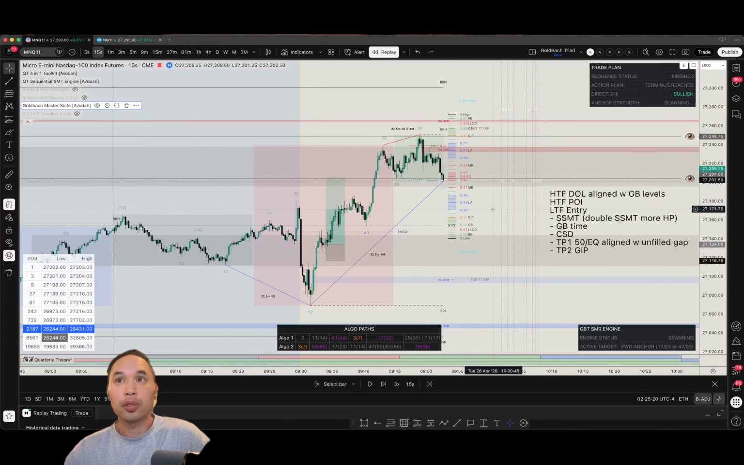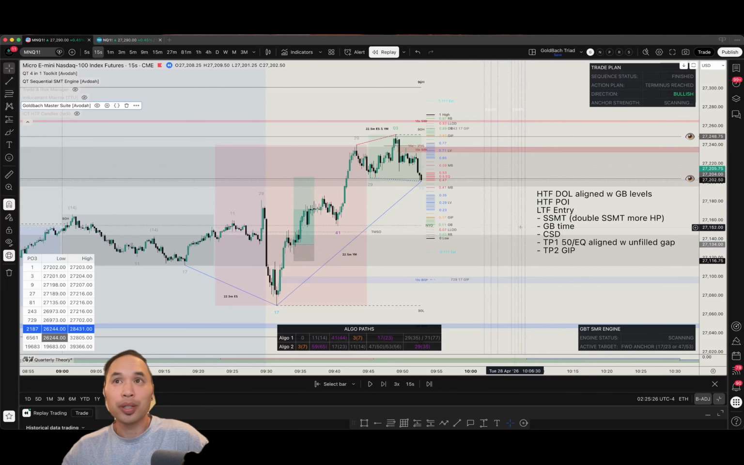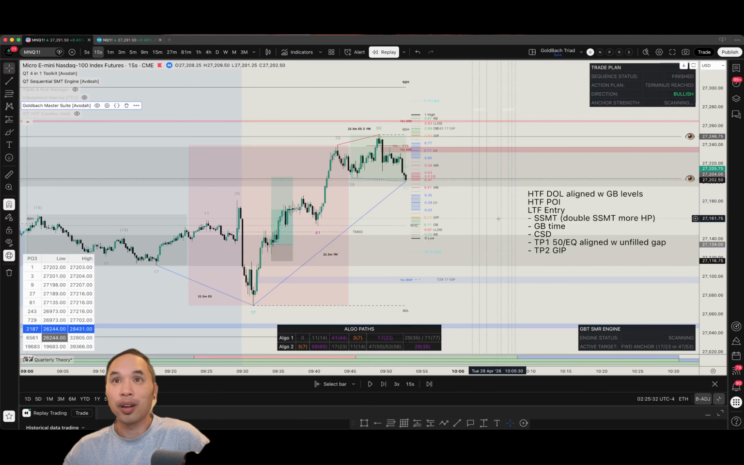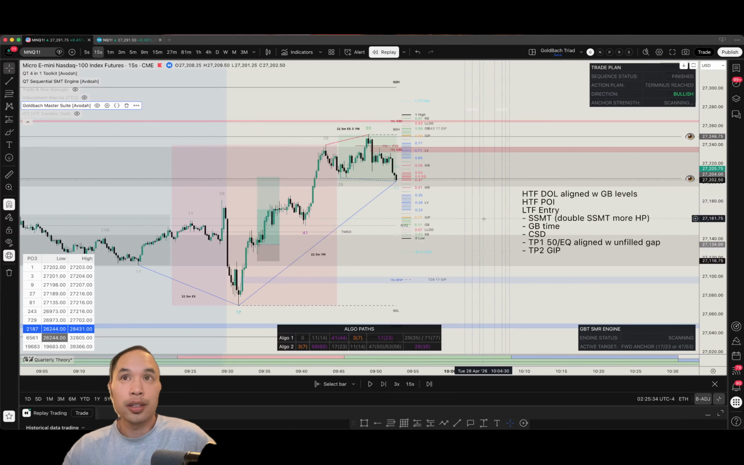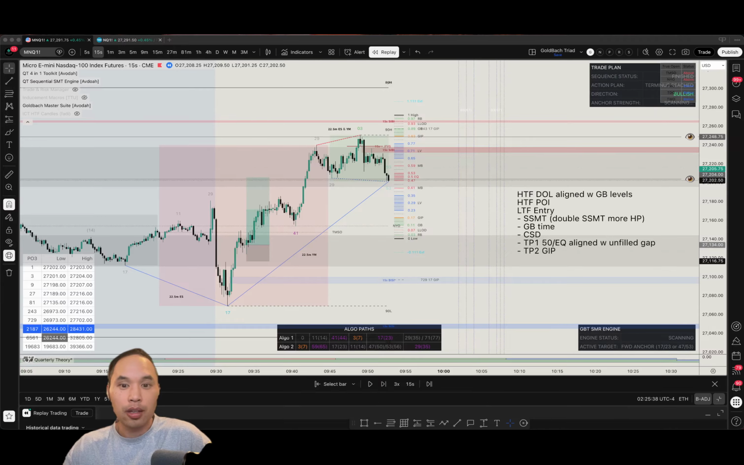Hope this helps you guys on the entry model and gives you clarity on what you can look out for. This is an A++ setup, it's just a banger of a model. So no gatekeeping here. That's my model. Feel free to steal it, and hope that helps you guys out. So take care. We'll see you on the next one. God bless.